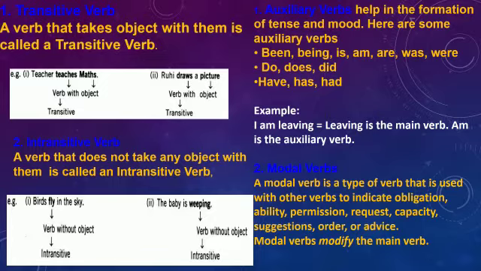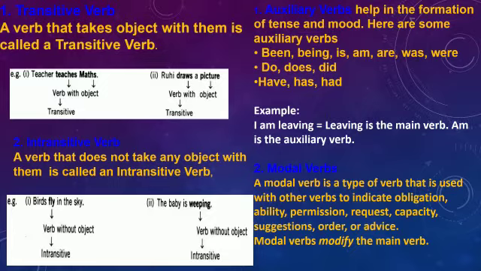Then intransitive verb. A verb that does not take any object with it is called an intransitive verb. So look at this example: birds fly in the sky. So this verb is without an object, so it is intransitive. The baby is weeping. Verb without an object, so intransitive.